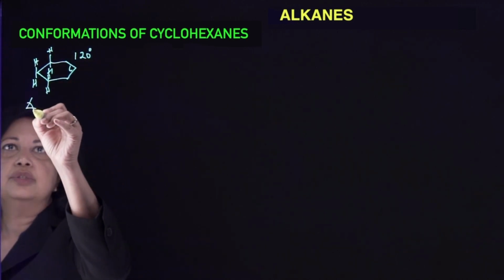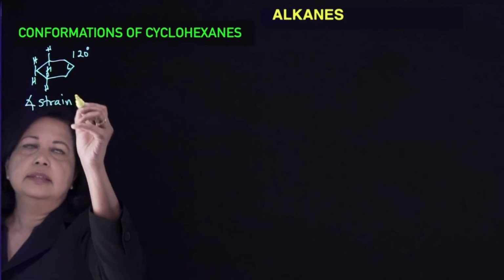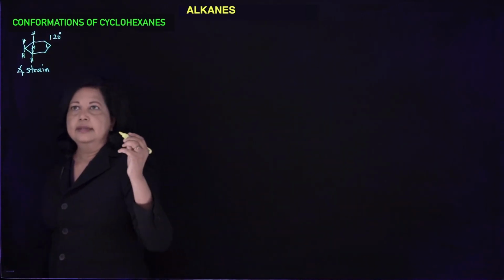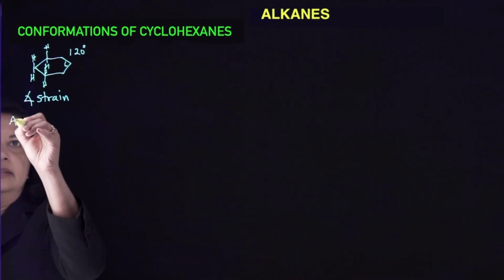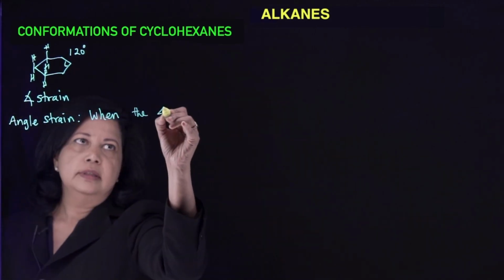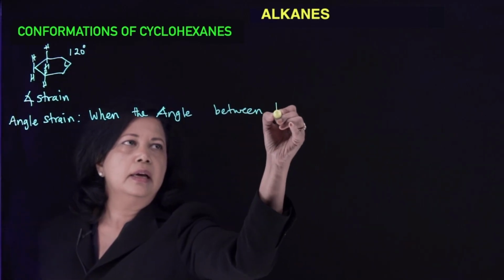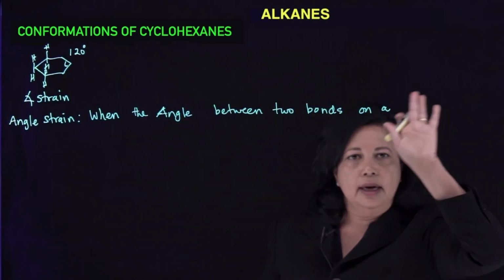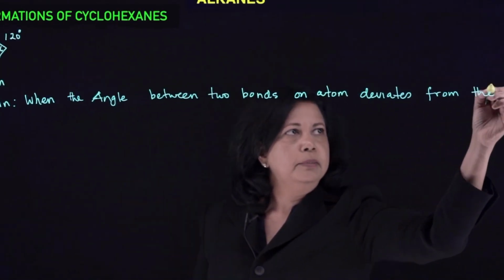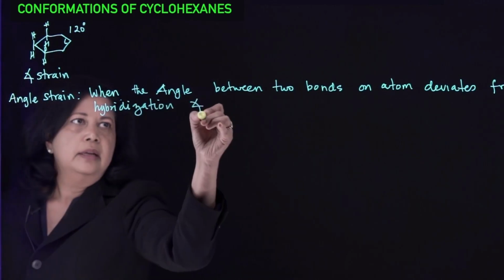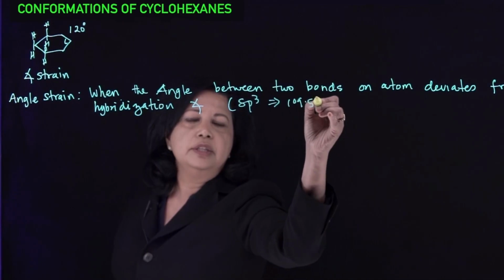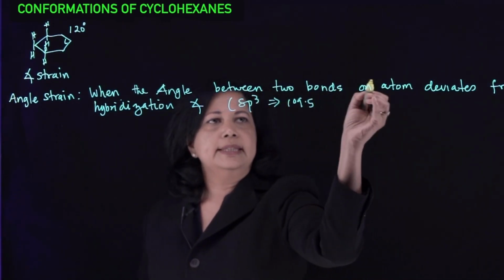So angle strain, that is when your angle deviates from the hybridization angle, that's called the angle strain. And I will write that down. Angle strain: when the angle between two bonds on an atom, not between other atoms, just on the same atom, deviates from the optimal hybridization angle. That is, sp3 would be 109.5, sp2 120, etc.